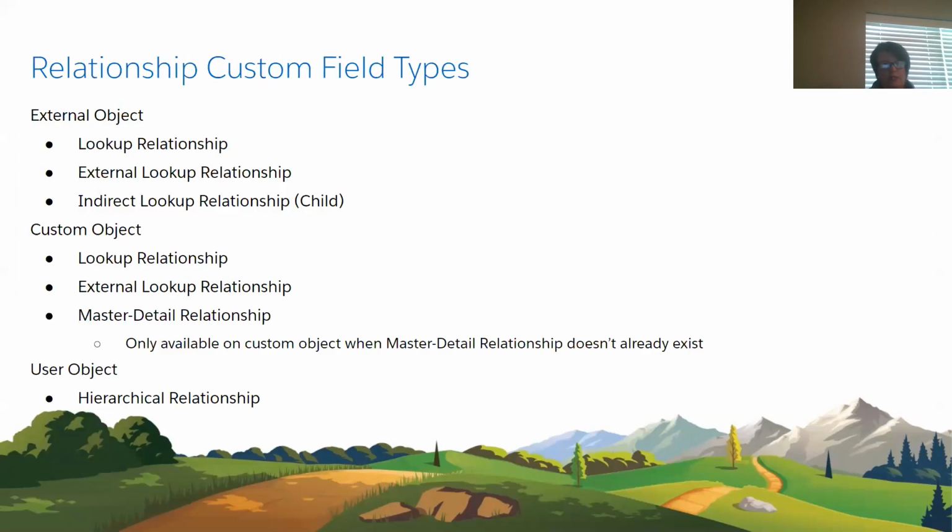And then from a relationship custom field type perspective, I'm not going to go into a lot of detail because both Matt and Scott have talked to these in their presentations, but this is just a quick overview of what types of relationships are available on each object. So specific to the custom object, since we're talking about custom field types, you have your lookup relationship, your external lookup relationship, and then you also have your master detail relationship, but that will only be available on a custom object when a master detail relationship doesn't already exist.